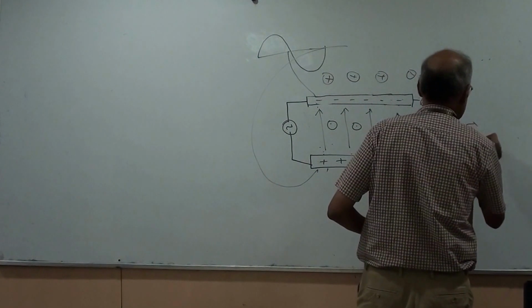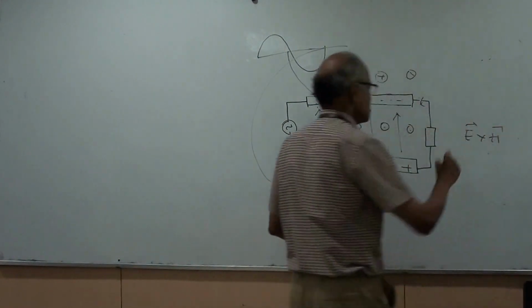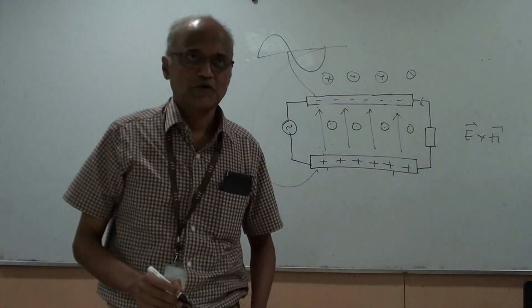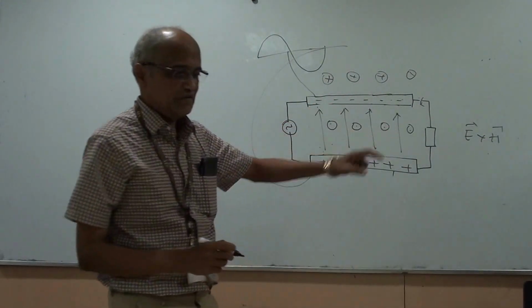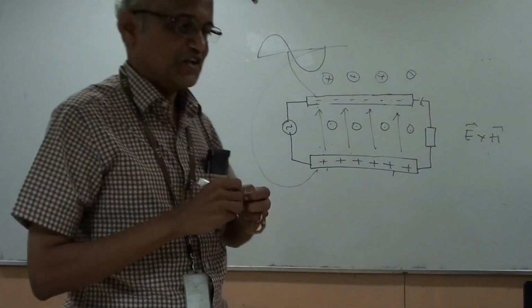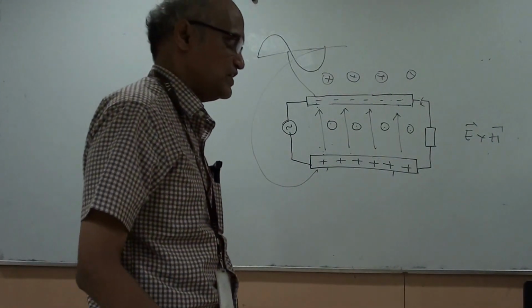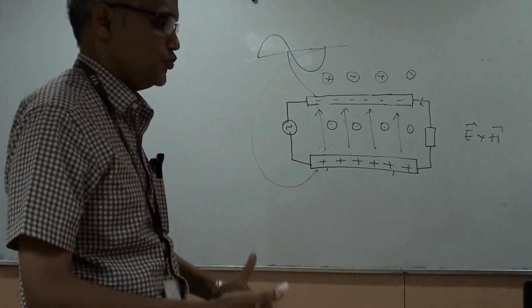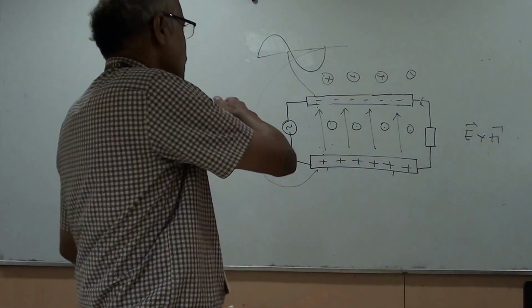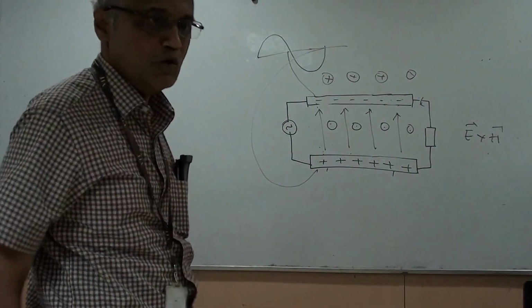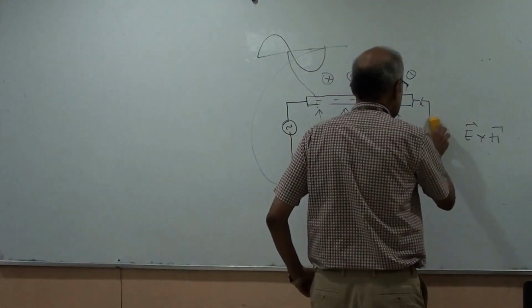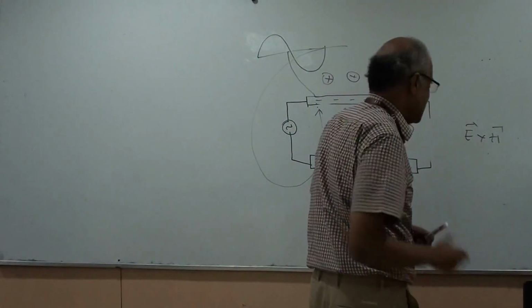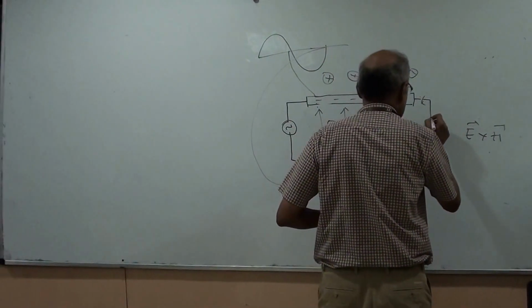Therefore the direction of E cross H will remain the same, and all the power will flow from the source to the load, even though the electric field and the magnetic field change direction. Since the phase difference between the two is the same, the power always flows from the source to the load. Next, we shall consider a pure inductance.